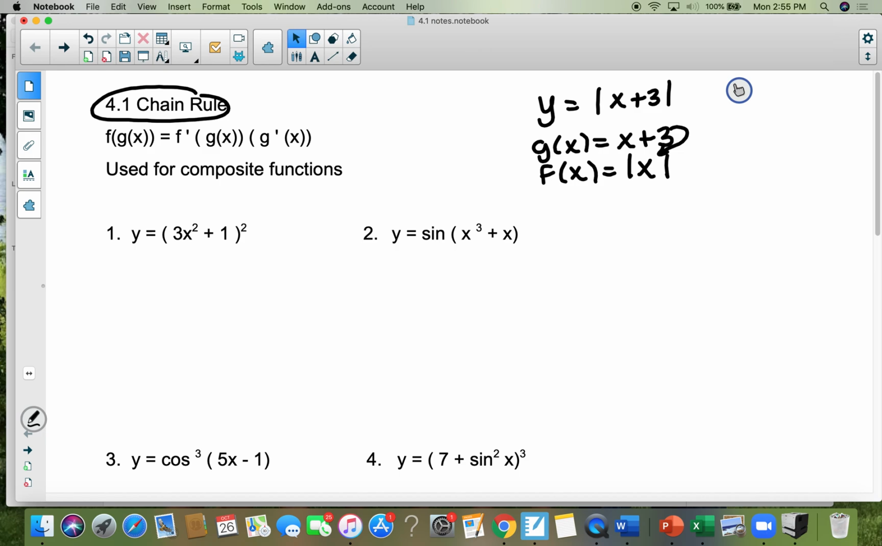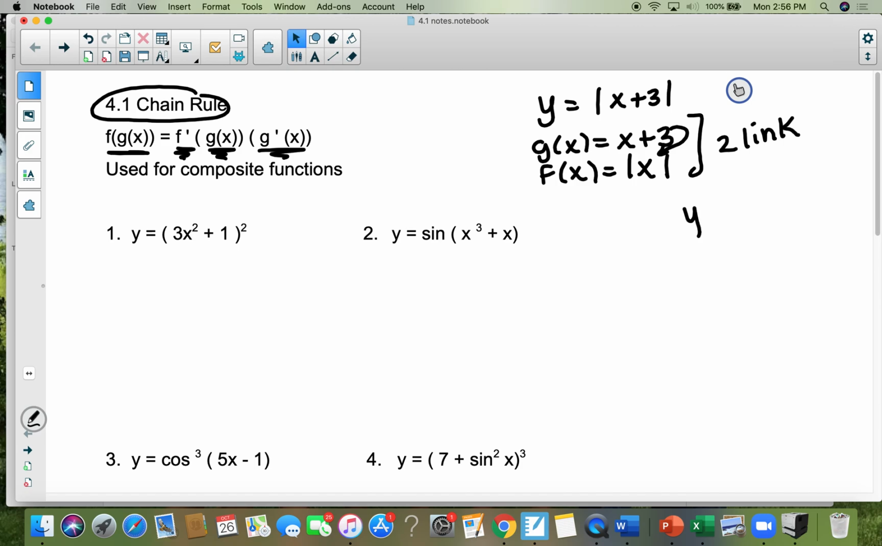And here's the rule. This is a composite function, when you put one inside the other. You take the derivative of the outside part, leave the inside alone, and then take the derivative of the inside. This is a two-linker. That's why it's called a chain, because of the links.